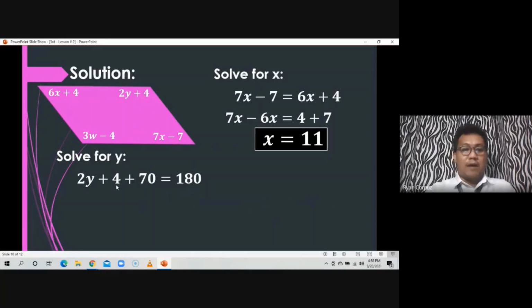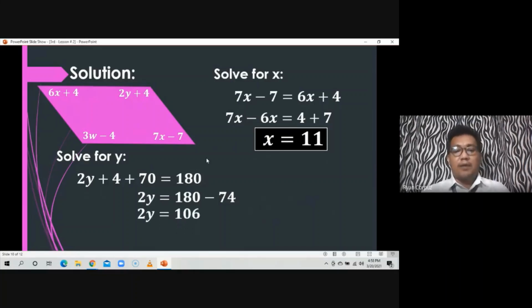So, that would be 2y plus 4 plus 70, because we know that x is 11, and when we substitute it, the answer is equal to 70. So, we come up, it's equal to 180 with the use of that third property in parallelogram. So, isolating it by adding first 4 plus 70, we come up with 74, then moving 74 to the left side minus 74. Then 2y is equal to 180 minus 74, which is equal to 106. Then divide both sides of the equation by 2 to find for the value of y.